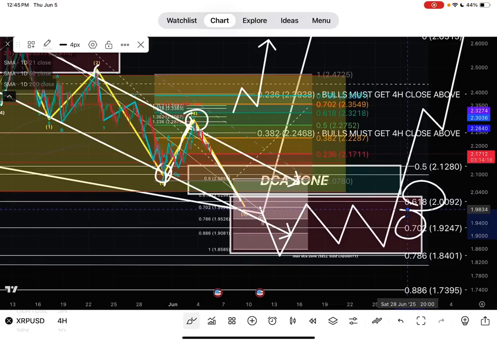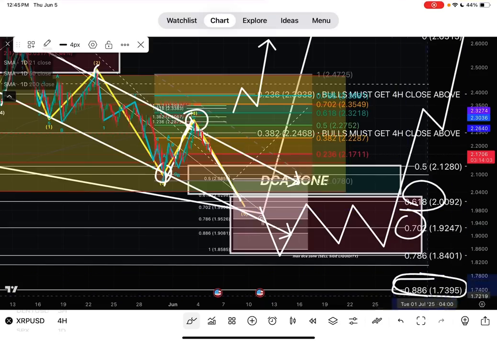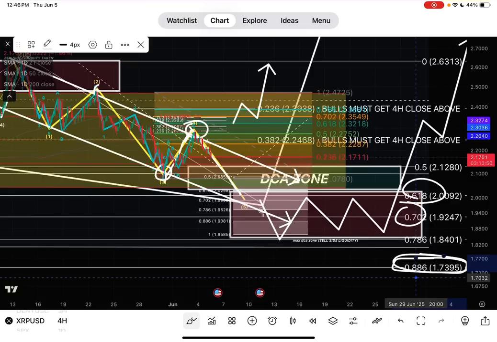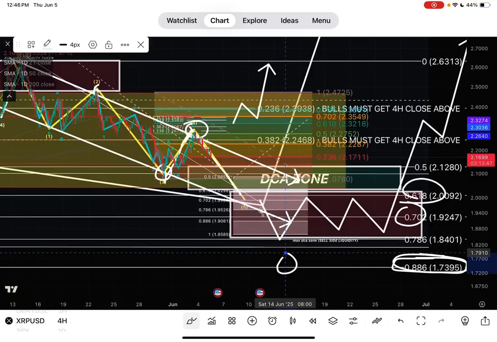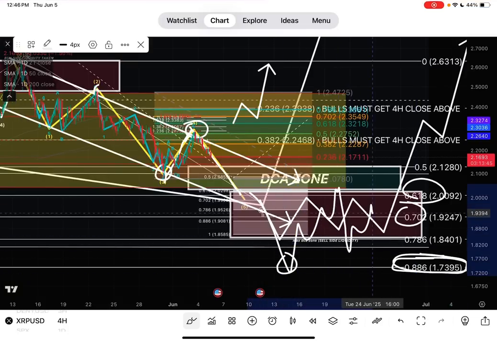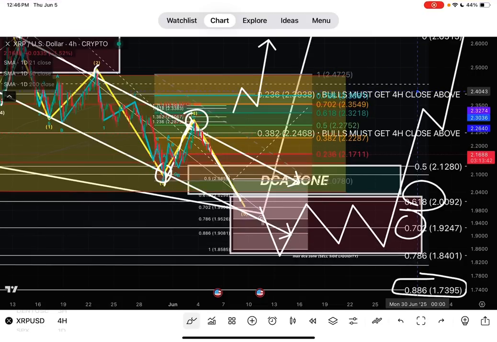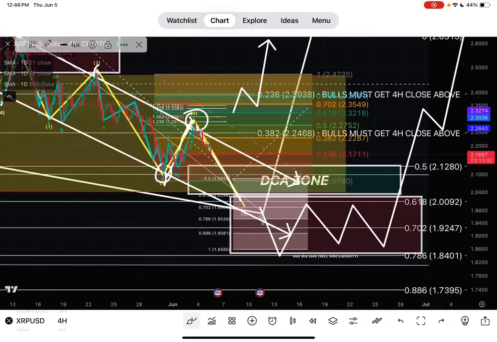So 2.0092, 1.9247, and I would say worst case scenario would be 1.84 with the possibility of a wick down to 1.7395. If we come down to 1.7395, I would consider that a very big flush of all of the over leveraged longs in the market. There is a possibility we can wick there for sure. Like we could have a quick wick down and then it pops up from there, right? It could definitely do that, but mainly we would be targeting these fibs over here.